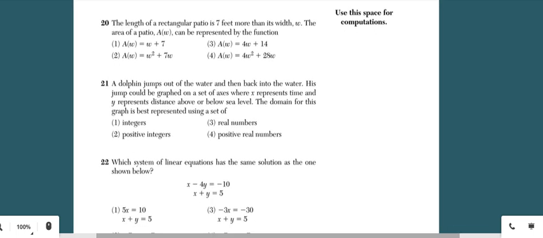Look at the next question. The length of a rectangular patio is 7 feet more than its width w. The area of the patio, a of w, can be represented by the function. If its length is 7 feet more than the width, the length will become 7 plus w. The area of a rectangle is length times width, so it is (7 plus w) times w, which becomes 7w plus w squared. So 7w plus w squared, option 2, is the correct one.